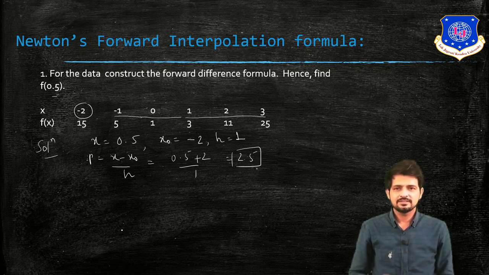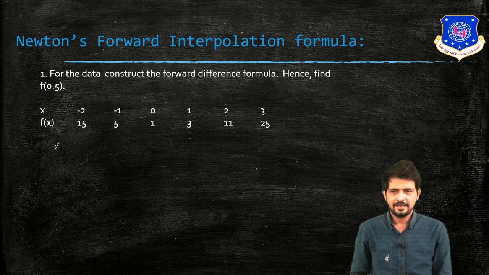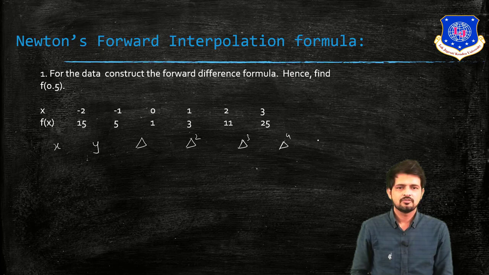Okay, what is our next step? After finding this, we have to make a table. We have to make a difference table. I am erasing this and drawing one table here. First of all, x will be there, then y, then first difference, second difference, third difference, fourth and fifth. Why? Because there are total 6 values, so we have to write up to del fifth.